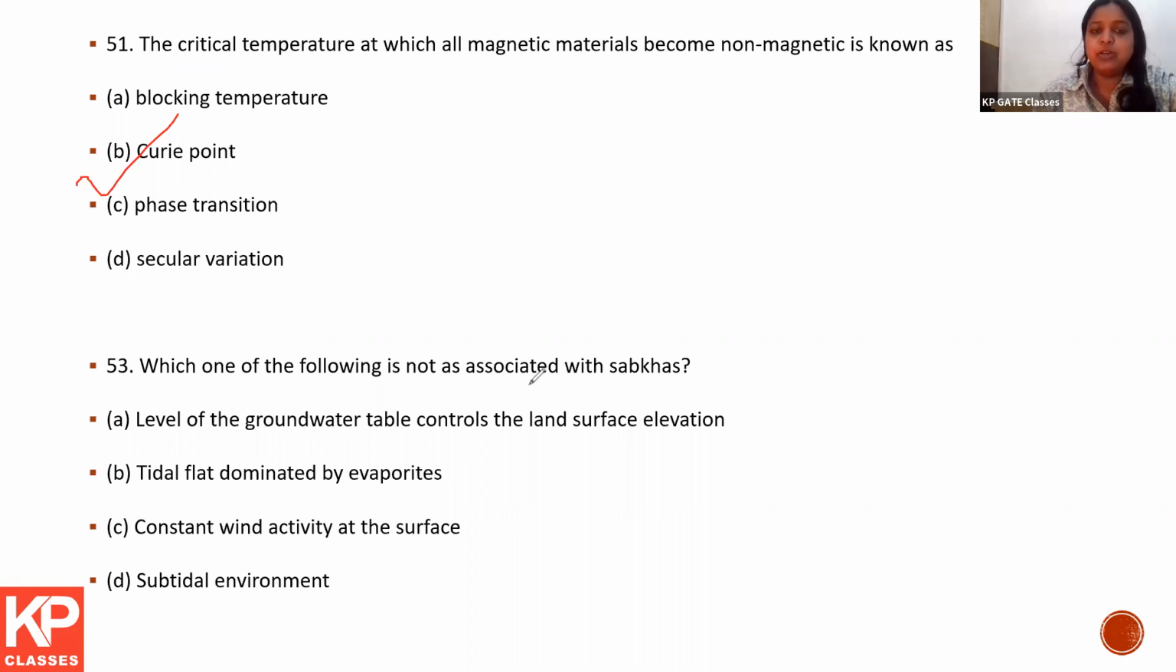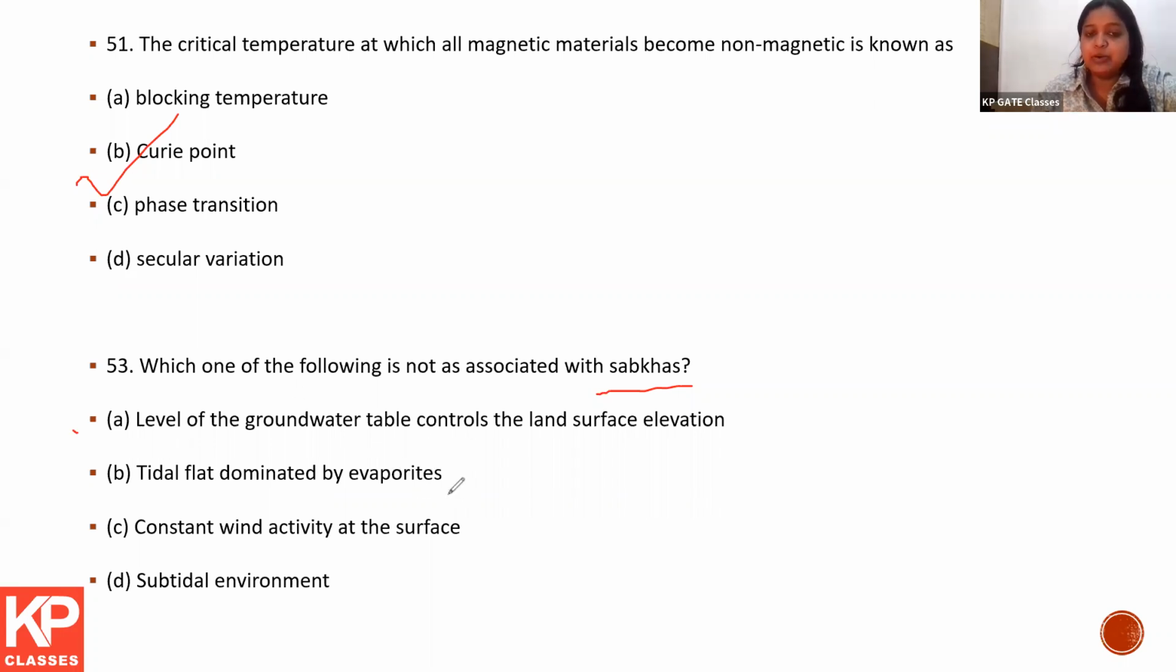Which one of the following is not associated with sabkha? Here four options are there, and among these, which one is not associated with sabkha? You should know what sabkhas are. They are of supratidal origin. We get them in tidal environments, and in aeolian environments also we get sabkhas. We get evaporite deposits in sabkhas. Let's see the options to find out which one is not associated with sabkha.